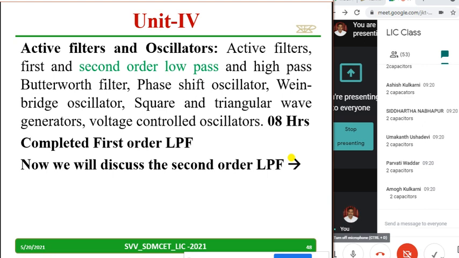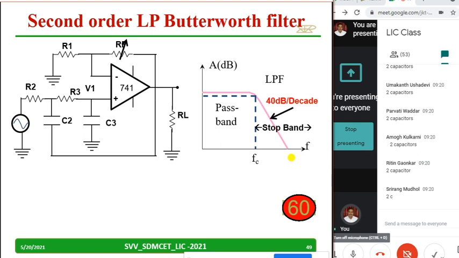Hope you people can understand. Instead of one RC, we are going to take two R and C. Srirang, Ritin, Amog, Parvati and many students. So this is a second order low pass Butterworth filter. You can see here, I have one RC, another RC, and this R1 and RF I am taking as it is. The only change is, instead of one RC combination, I am taking two RC combinations.